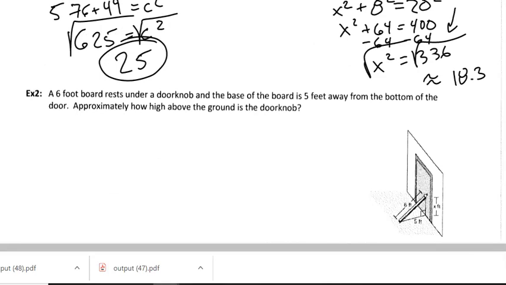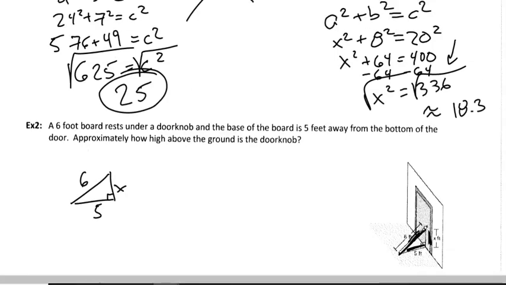Let's say this is supposed to be a real world one. We have a length here of 6, a length here of 5, and we don't know what that is. Okay, let's find out what that is. So once again, 6, 5, we don't know. I want you guys to try this one, find out what x is going to be, and round to the nearest tenth.